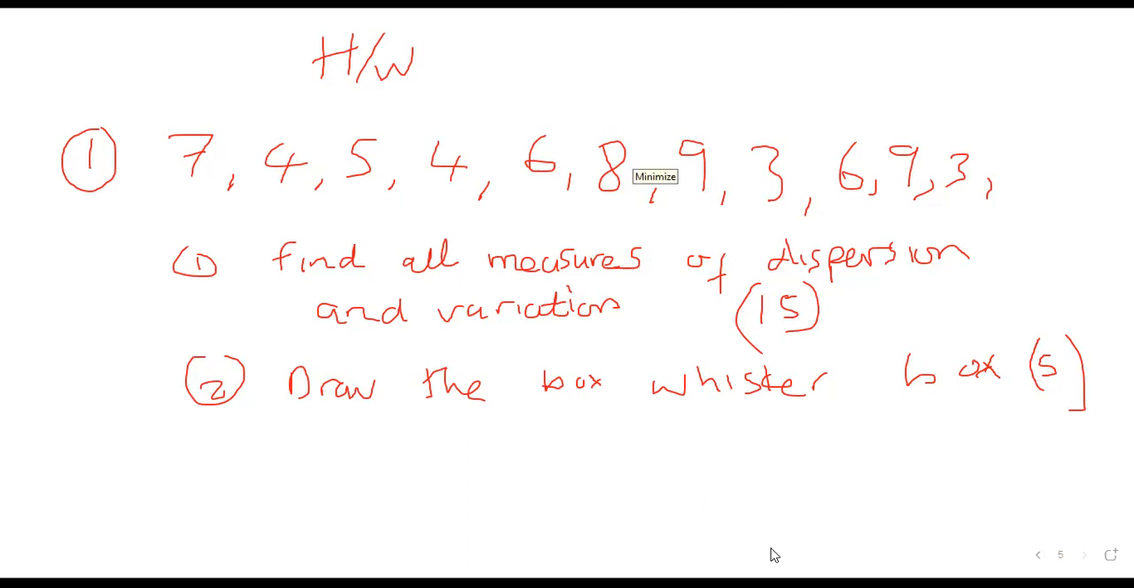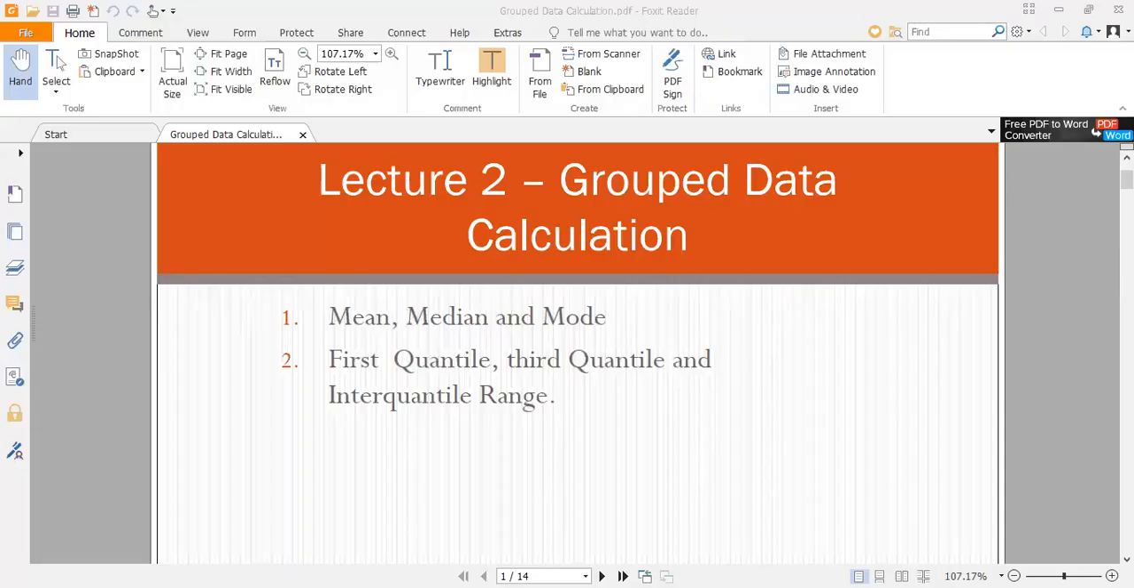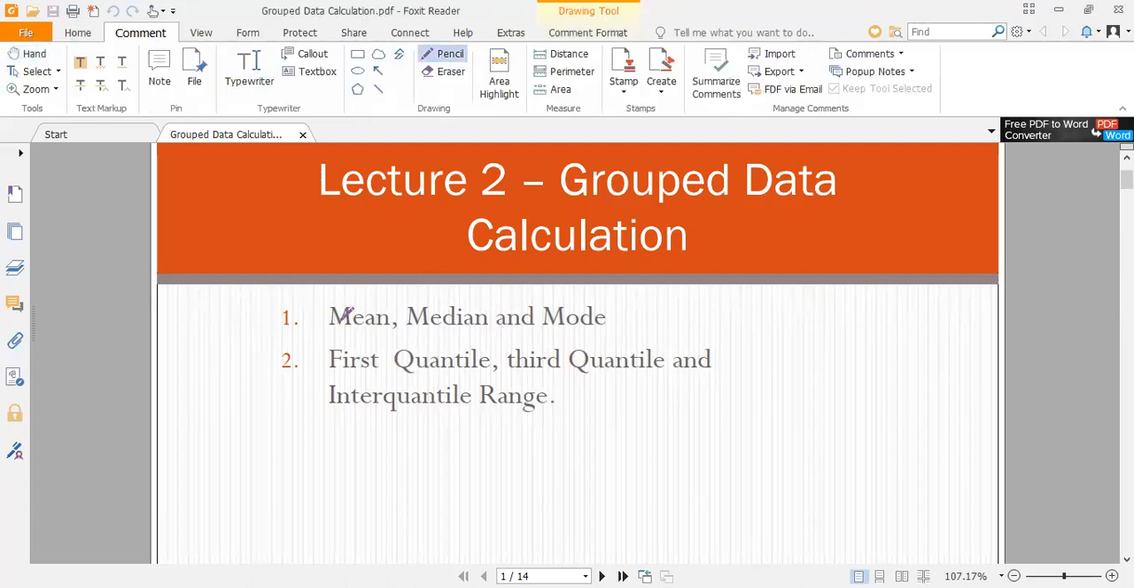So now, sometimes the data may be put in groups. It is now called grouped data. That is our lecture number 2. So in grouped data, we're going to look at the mean, the mode, and the median, these 3, and also we'll look at the quartiles and the interquartile range.